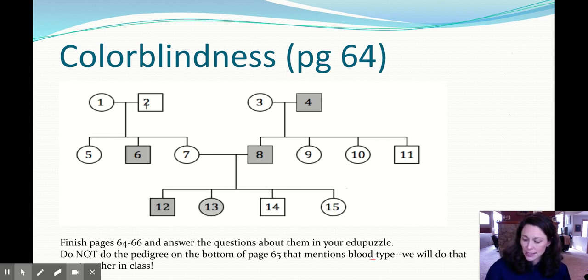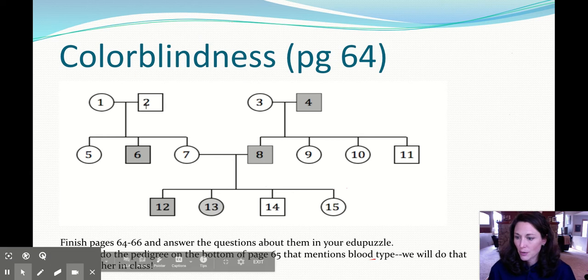The first pedigree says the pedigree seen below is for color blindness, and the same pedigree is up on your screen right now. Shaded individuals are colorblind. It says first determine the probable genotype of persons 1 through 15. That means putting the letters on our pedigree, and then answering the questions below the table. I'm going to help you with this one.